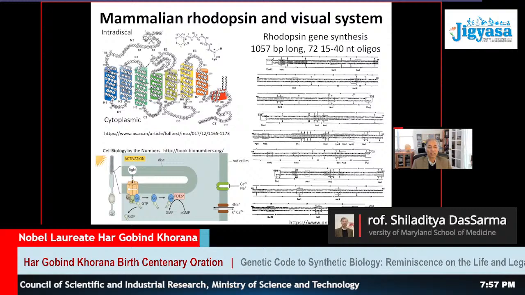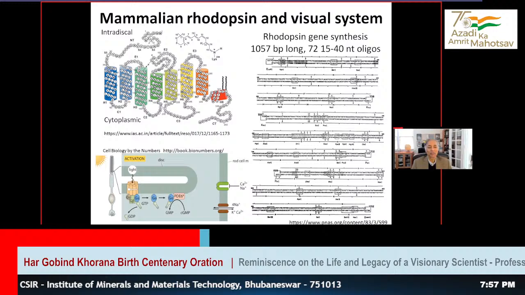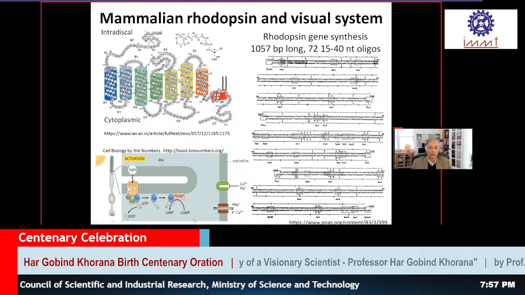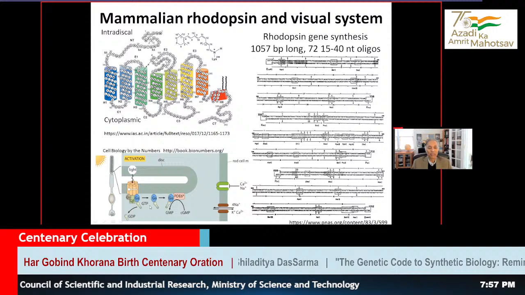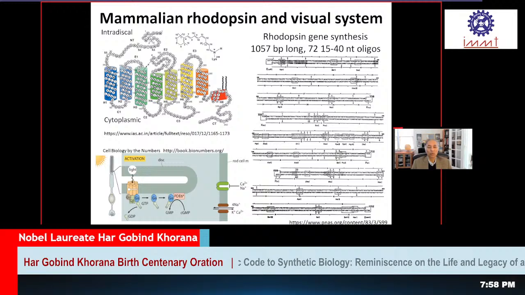Instead of pumping protons, though, it interacts with a G protein, as shown in the textbook diagram here. This is rhodopsin, and this is transducin, which has 3 subunits. And that initiates a whole cascade that is responsible in the signaling for mammalian vision.